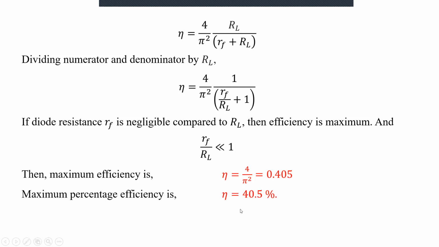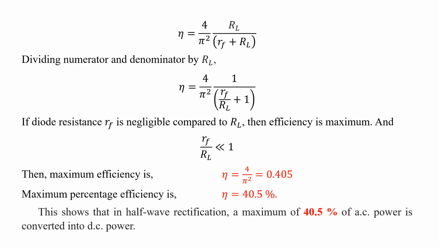Therefore, the maximum percentage efficiency will be 40.5%. That means only about 40% of the input AC can be converted into output DC. The efficiency is only 40%. It is very low. That is the reason the half wave rectifier has its own limitation: it can convert only 40% of the AC into DC. So that is the information about the half wave rectifier.